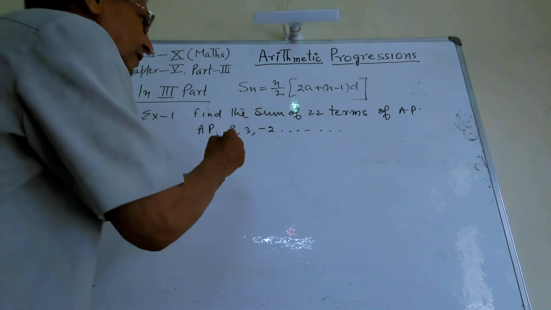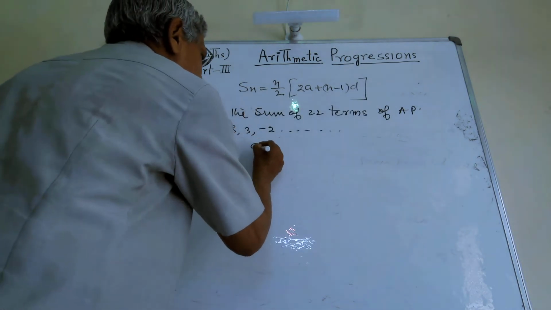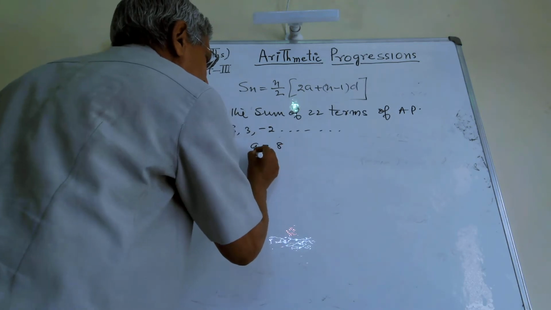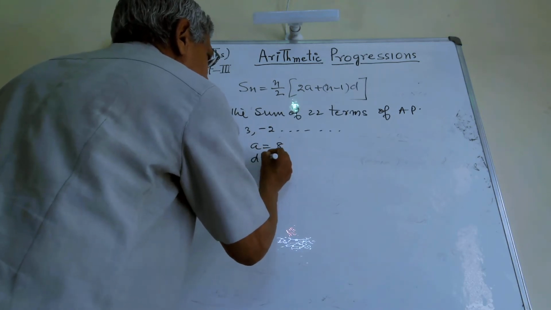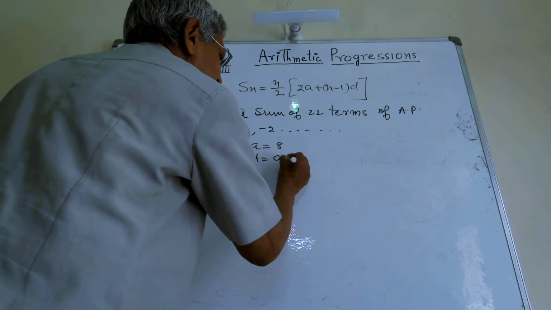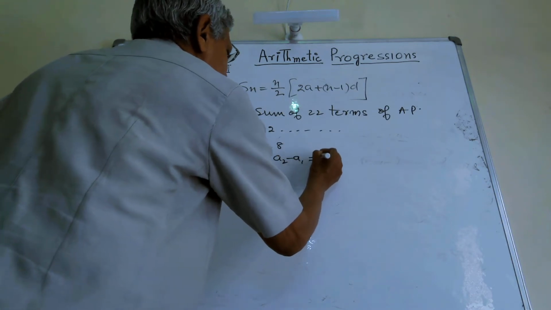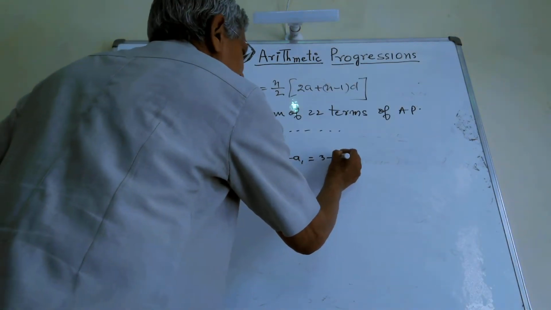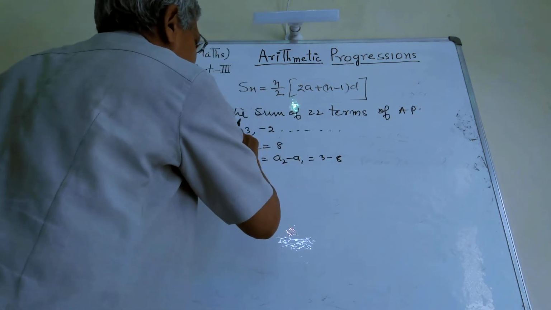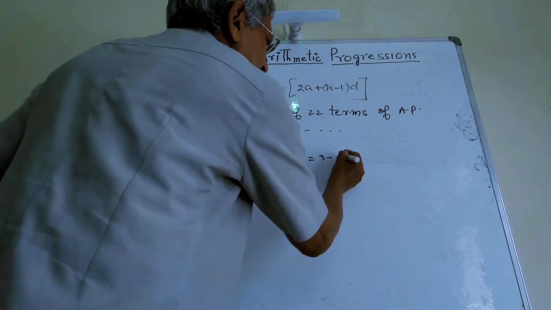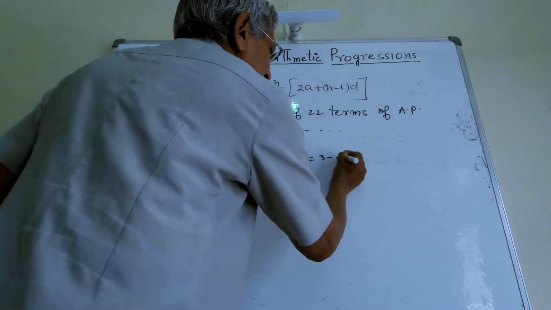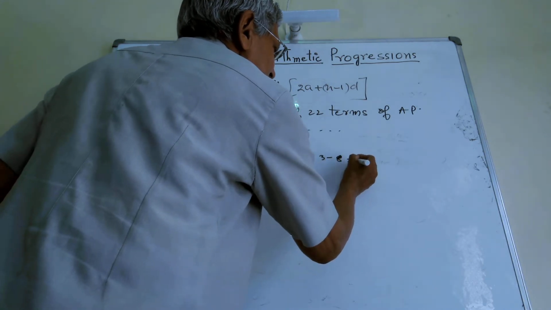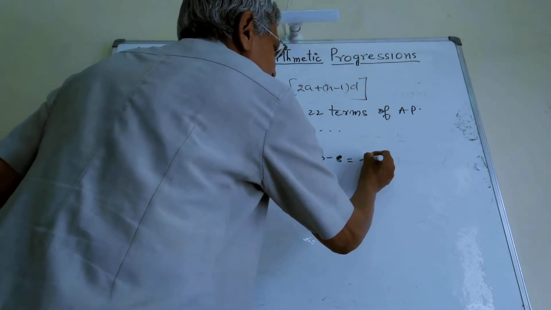First of all, we have to write down the value of a. a is equal to 8, and d is a2 minus a1. This is a1, this is a2. It means 3 minus 8, and 3 minus 8 is equal to minus 5.